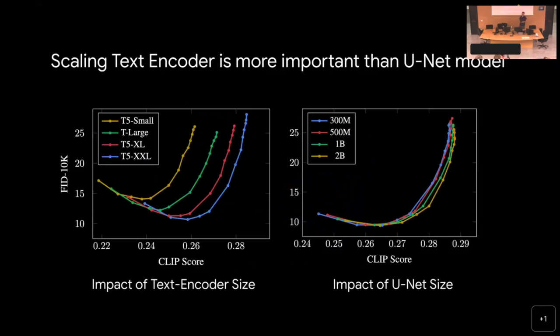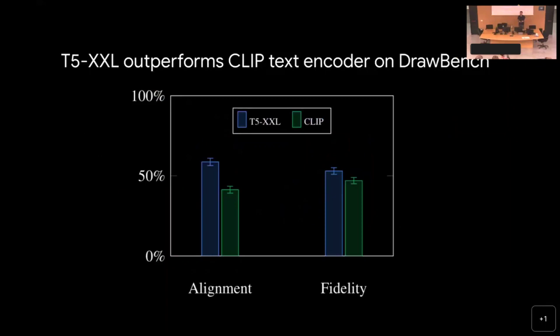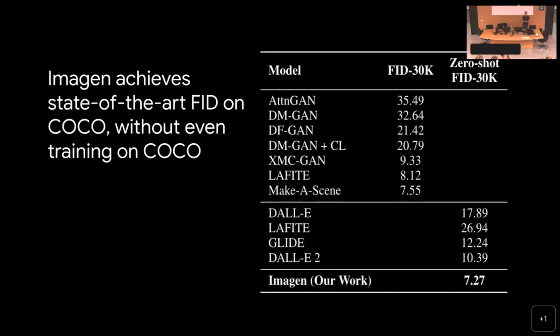Surprisingly, we actually find that scaling this text model is more important here than scaling the generative model itself. So even with a somewhat smaller generative model, it still matters a lot how big the text encoder is. We find that using T5 XXL here outperforms a CLIP text encoder. CLIP is the text encoder that DALL-E uses, and at least on our set of problems, we find that T5 works better.